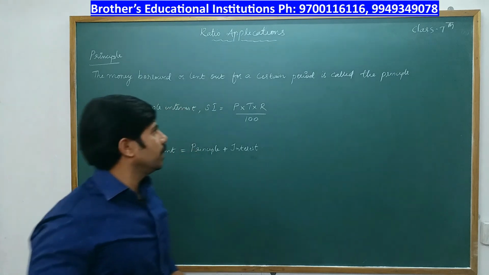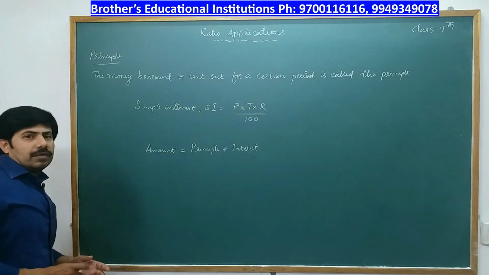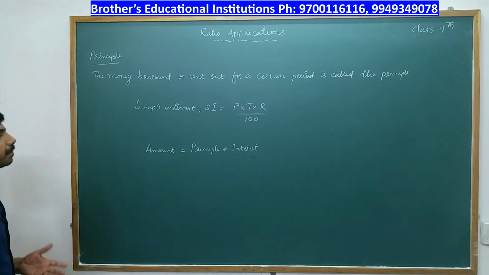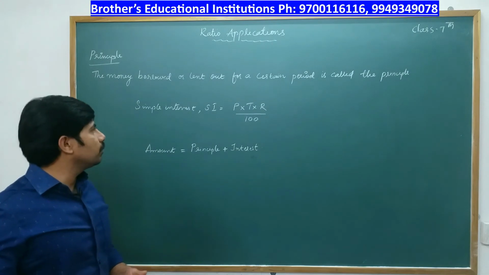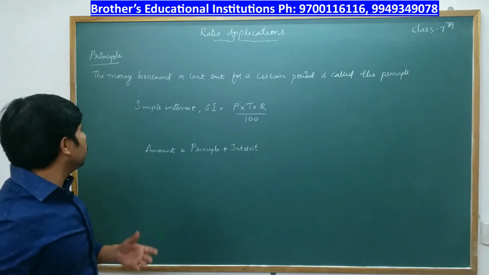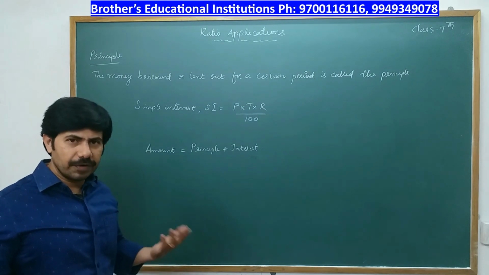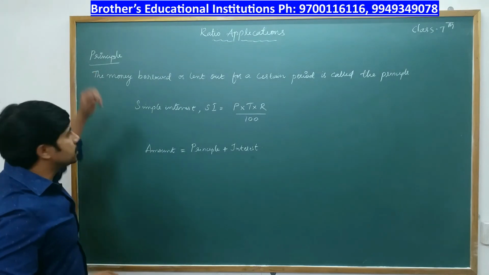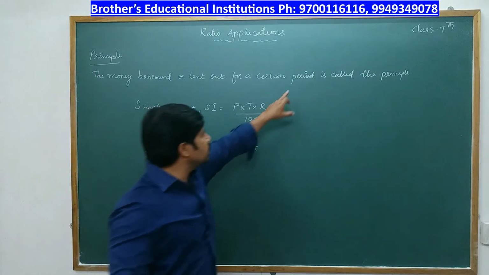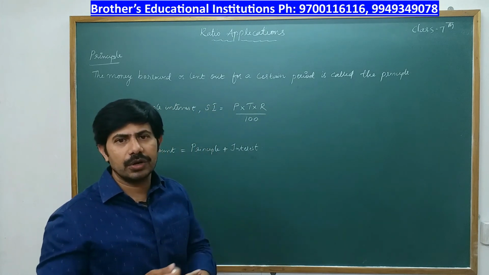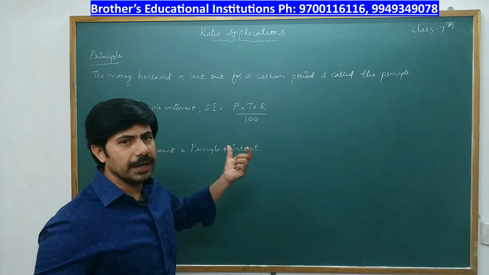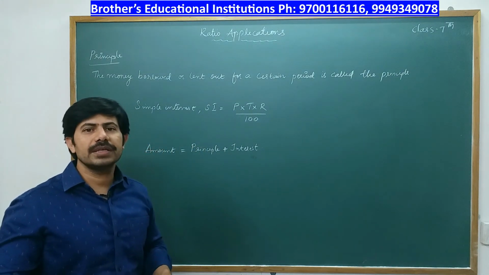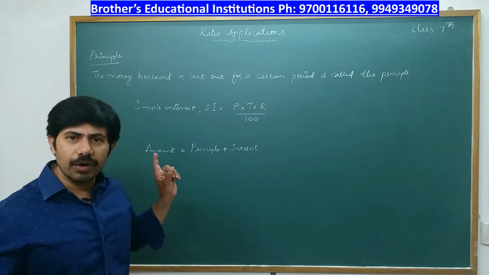So next, the next topic is problems on simple interest. So in that, first one is principal. What is a principal? The money borrowed or lent out for a certain period is called principal. See, money borrowed, so we can borrow money from a friend or from a bank. So that money which we borrow from someone is nothing but the principal over a period of time.